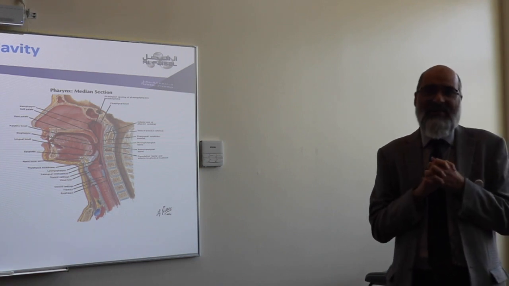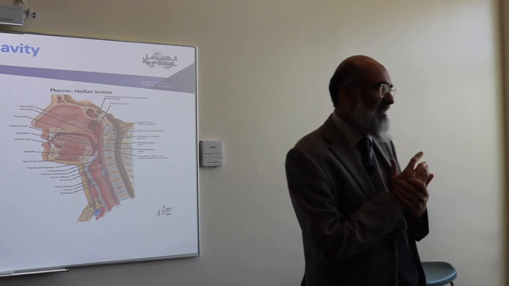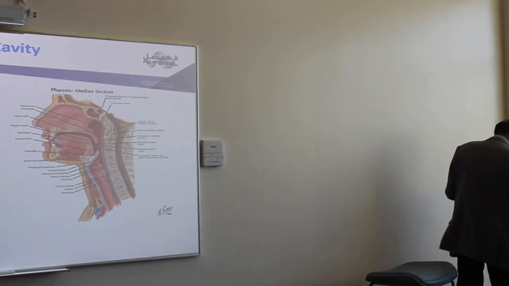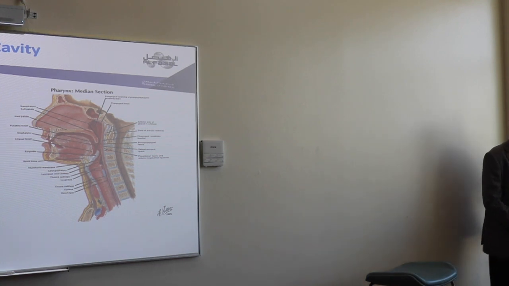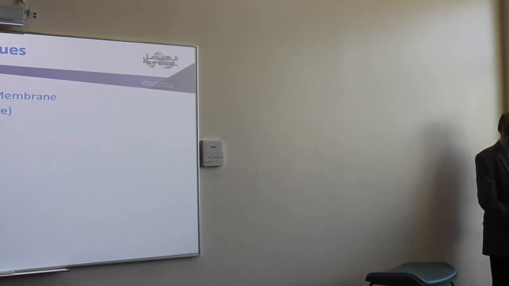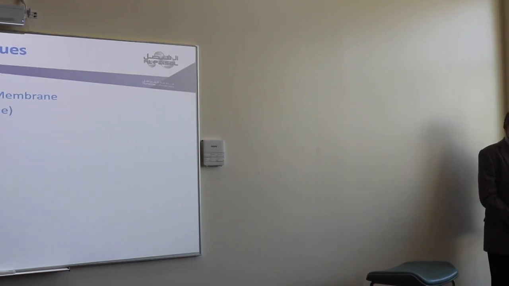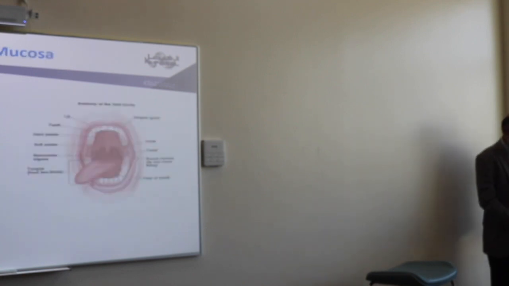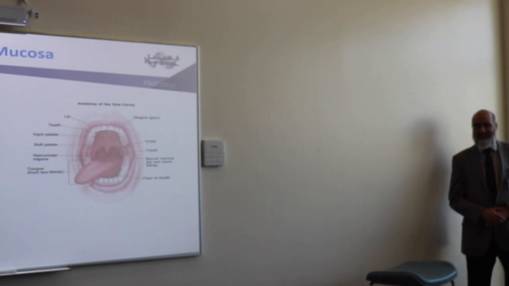Now, the next slide that I will show you, you will see a term. Let me show you this. Oral tissues. The first is what? Oral mucosa or mucous membrane. Second is lips, teeth, tongue and salivary gland. These are the structures present in the oral cavity. Now, what is oral mucosa?